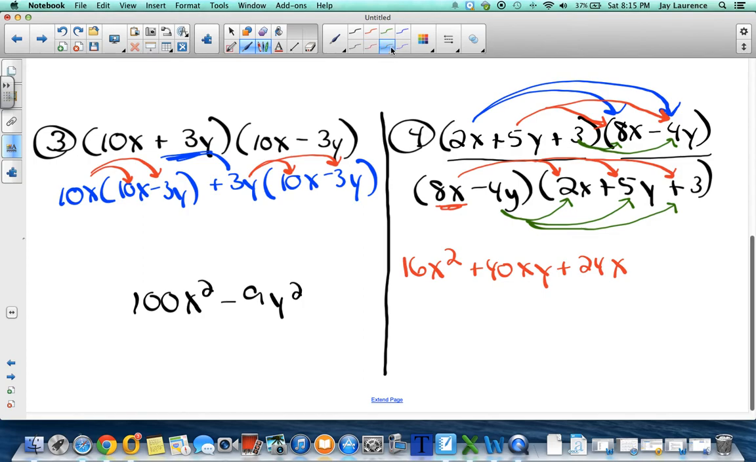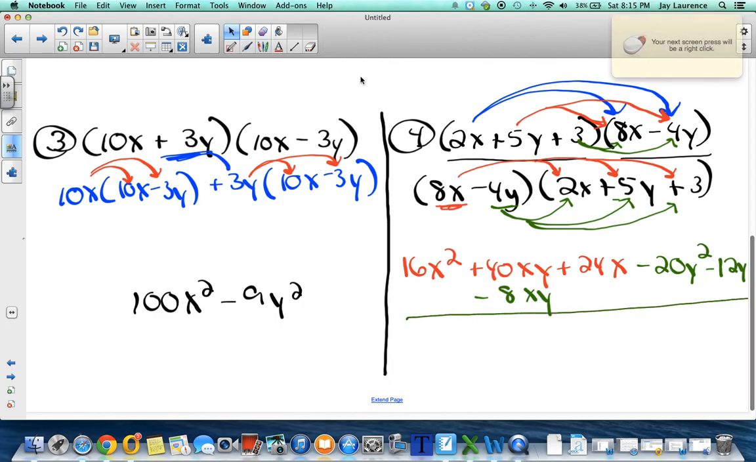Now I'm going to do the green distribution. So I'm going to do negative 4 times 2, which is a negative 8. And it's going to be an xy. So I'm going to write it under the xy, a negative 8xy. All right, now I'm going to go negative 4 times 5, which is going to be a negative 20. And y times y is y squared. Then finally, I'm going to do negative 4 times 3, which is negative 12. It's going to have a y at the end. I don't have any other plain old y terms, so I'm going to do negative 12y. I didn't stack it vertically because it didn't match any other terms.